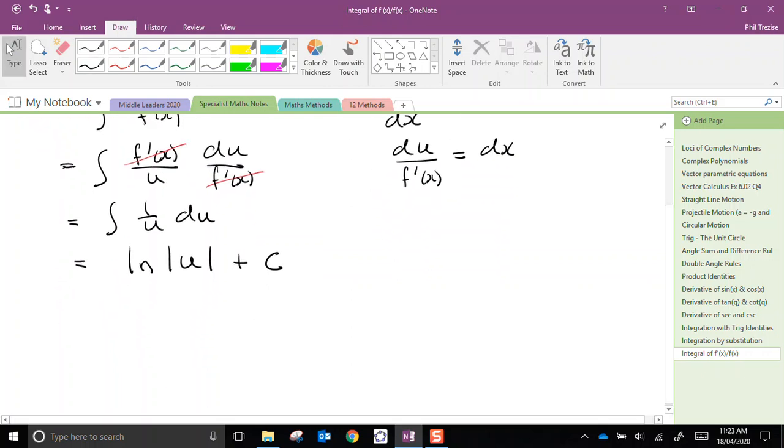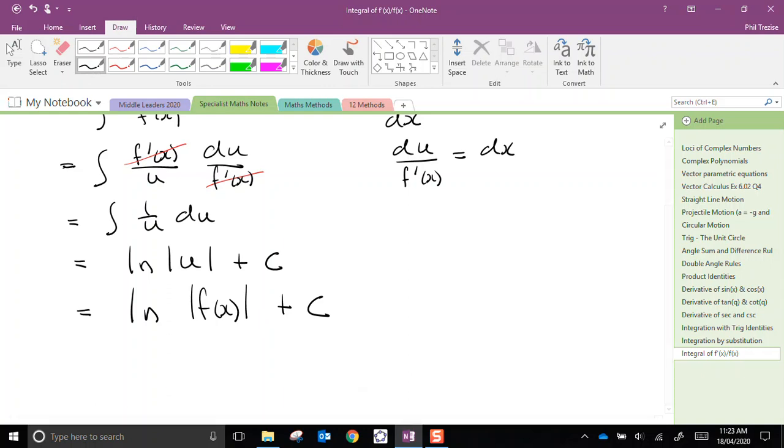Now, I will then just replace u with the original expression, the natural log of the absolute value of f of x, plus c. Those are absolute value signs. They're just a little bit too wide for my liking, so let's put them a bit closer to make it a bit neater. There we go. That's a pretty important result.